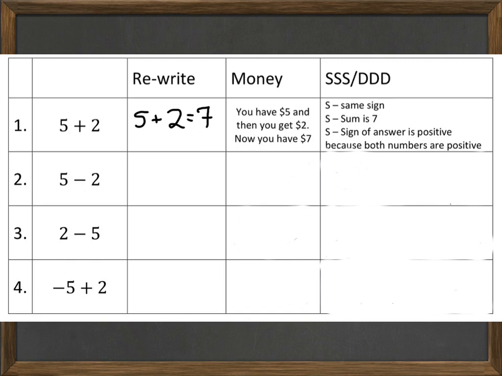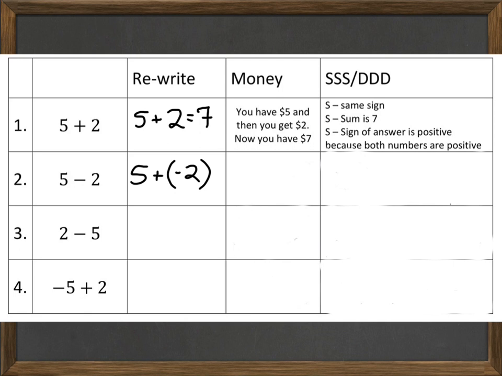Let's look at number 2. We have 5 minus 2. If desired, we can rewrite this as 5 plus negative 2, or we can even put the negative sign in parentheses if desired. This helps you remember that that negative sign is married to and attached to the 2. It's stuck there, it belongs to the 2, it does not belong to the 5, and wherever the 2 goes, that negative sign has to travel with it.